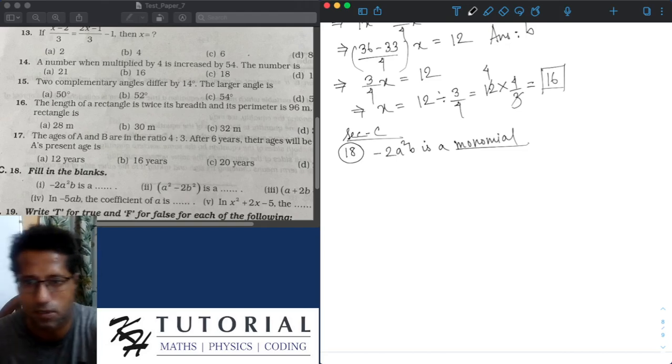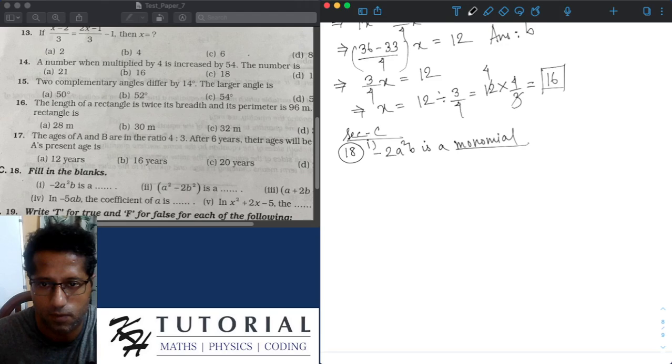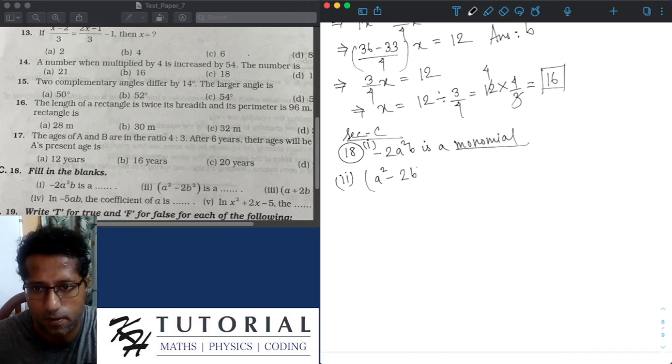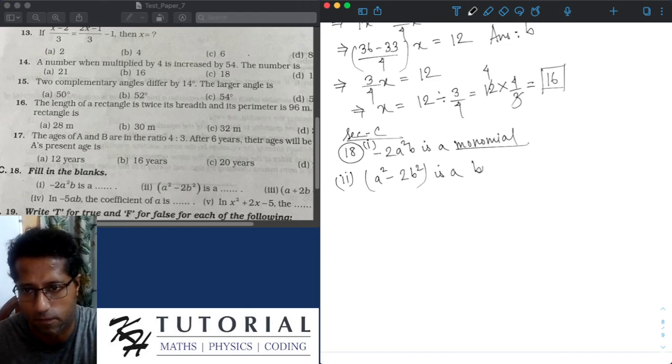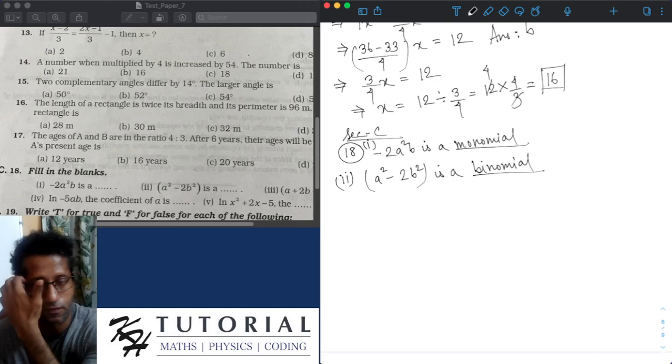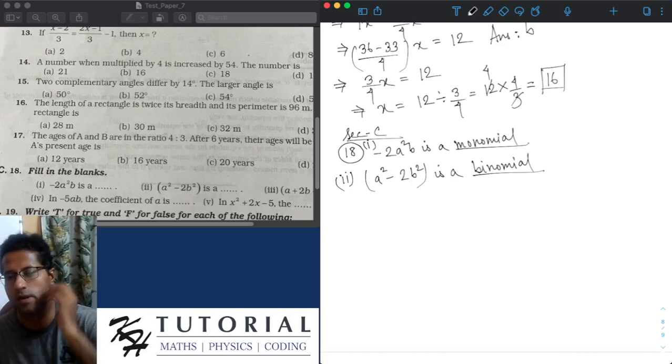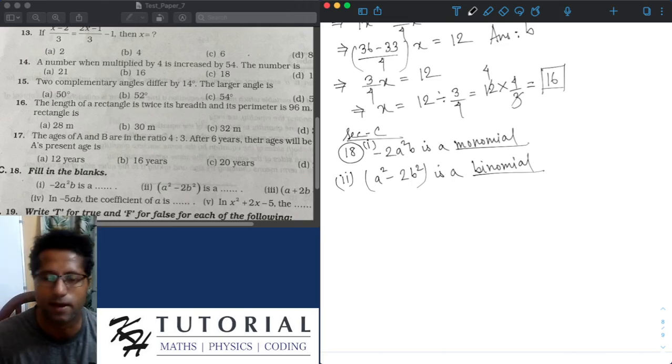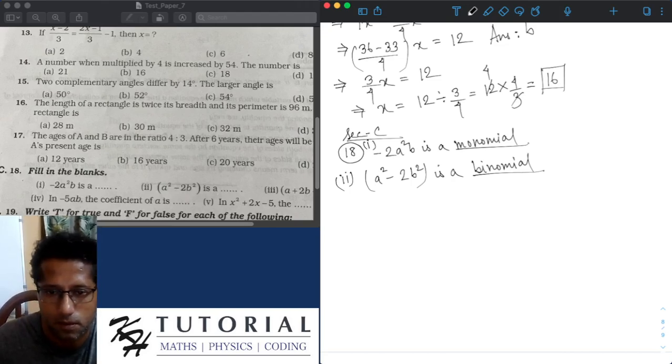Section C, all the parts are fill in the blanks. This was part 1. Part 2 is saying a square minus 2b square is a binomial. Minus 2a square b is a single term, so it was a monomial, and a square minus 2b square has two unlike terms, so it's a binomial.